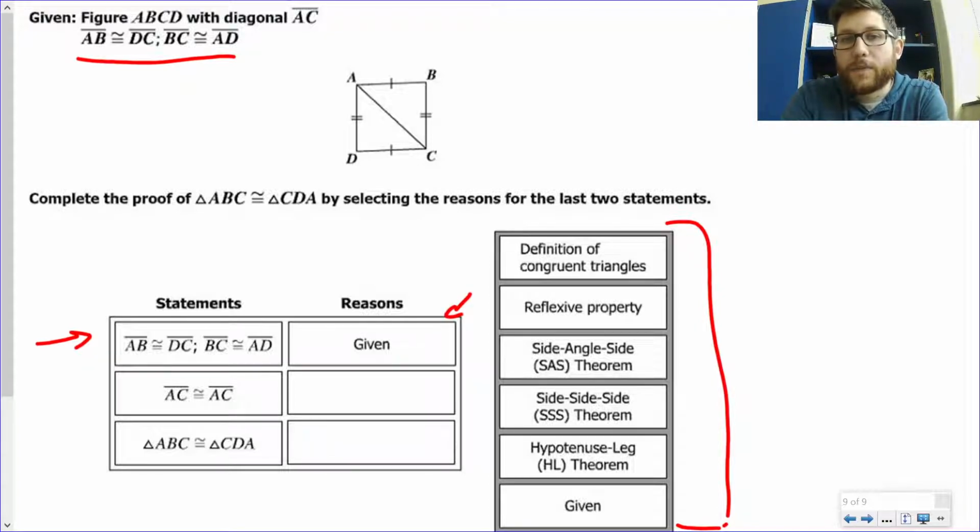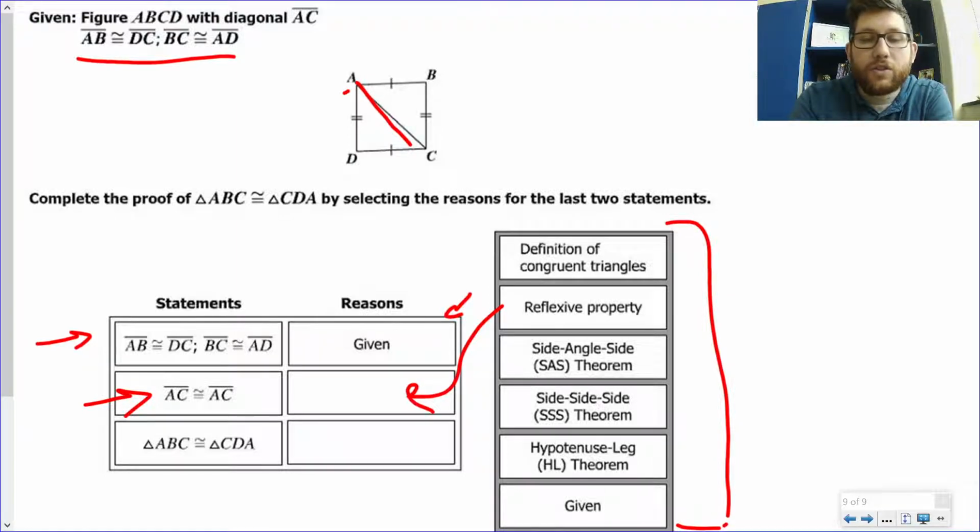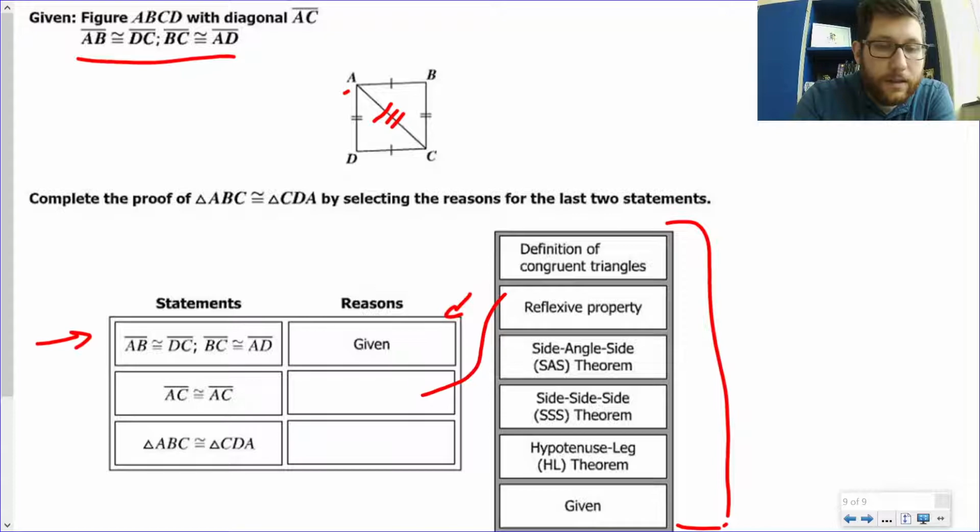Here's the question. Just like we always ask, are there any reflexive sides or vertical angles? Well, I do see we've got a reflexive side here at AC, and look, they tell us we're using AC. Well, AC, that's a reflexive side, so I'm going to choose my reflexive property. All right, so let me clean this up a little bit. So we know that that matches that, and that's reflexive.